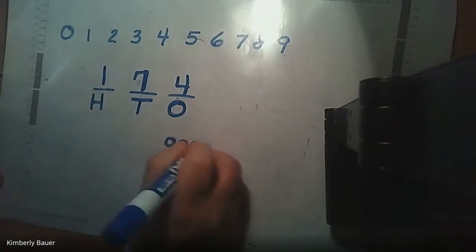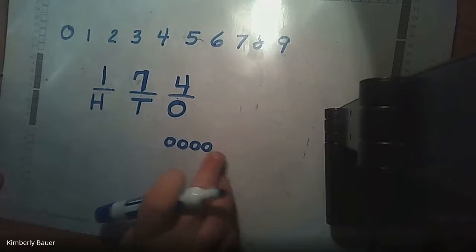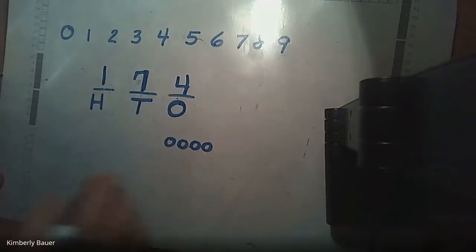2, 3, 4. Okay. Now remember, we always go in groups of 5. And if we get 5 in a row, then we do another 5 in a row, and then another 5 in a row. That just helps us with our counting.